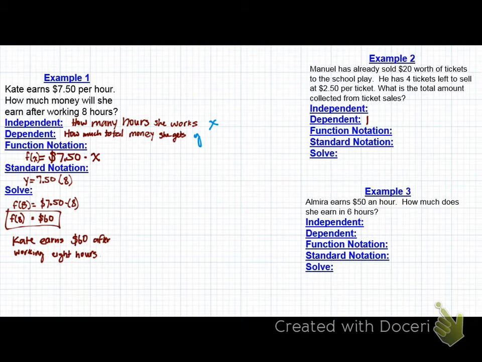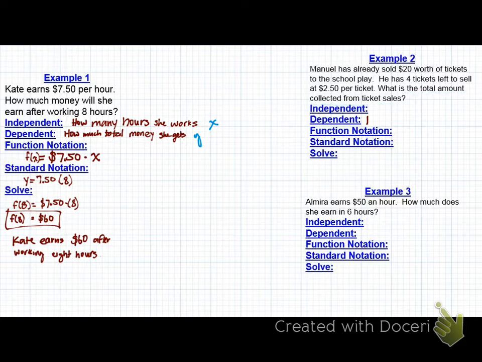Let's look up here. Manuel, we're looking right up here. Manuel has already sold $20 worth of tickets to the school play. He has 4 tickets left to sell at $2.50 per ticket. What is the total amount collected from ticket sales? So again, I'm trying to figure out what the goal is here. The goal is to find the total amount collected from ticket sales.